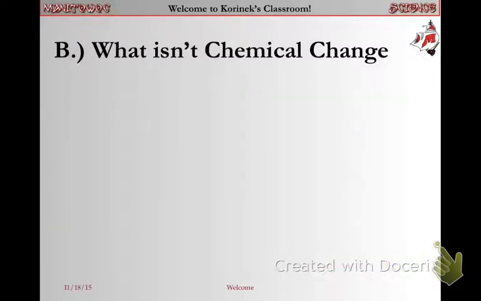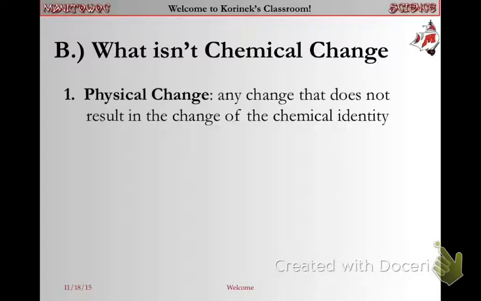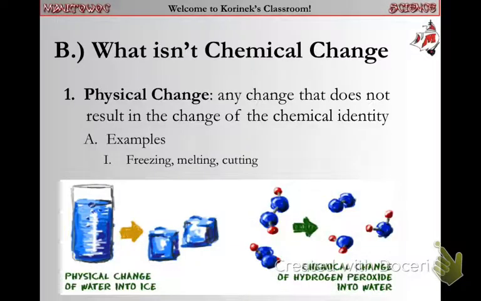If you ask yourself, well, what isn't a chemical change? What types of changes aren't chemical? These types of changes are typically physical changes. There are any changes that don't result in a change of the chemical identity. So examples here would be like freezing, melting, and cutting. Really any phase change. Freezing, melting, evaporation, condensation. Those are all really nice examples of physical changes.